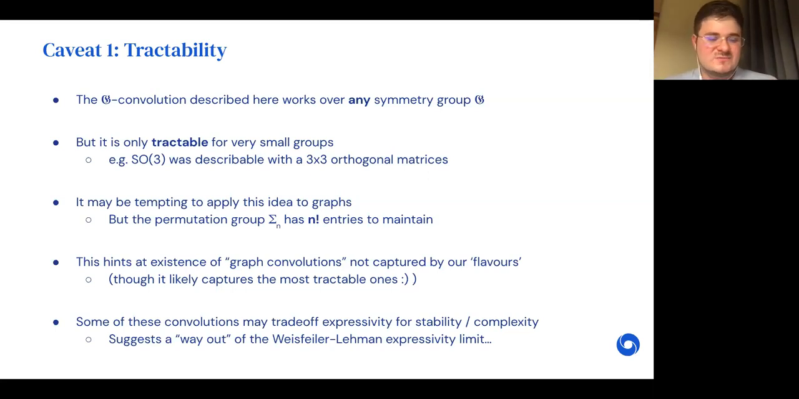And it also suggests a way out of the most expressive GraphNet issue and the Weisfeiler-Lehman hierarchy. Effectively, there could exist many, many graph convolutions that are defined in a more complicated way that allow you to escape this notion of just passing random hashes over edges of a graph.